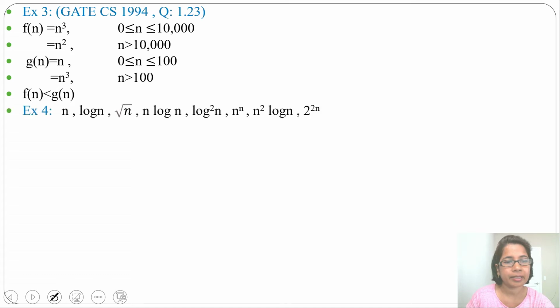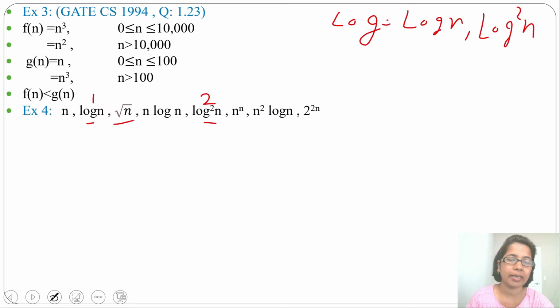Next example, example 4. Some functions are given and it asks us to write them in increasing order. For writing in increasing order, first identify which function is of which type. There are two logarithms, one is log n, another is log^2 n. So log n is less than log^2 n. So here I am writing number 1, here number 2. These numbers are for increasing order.